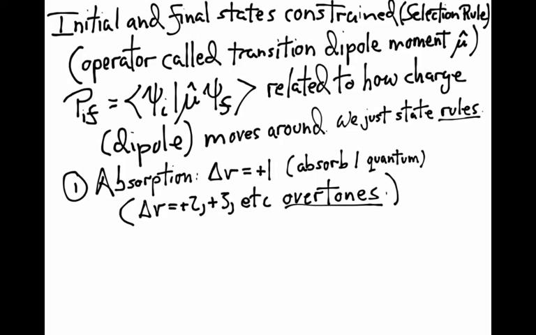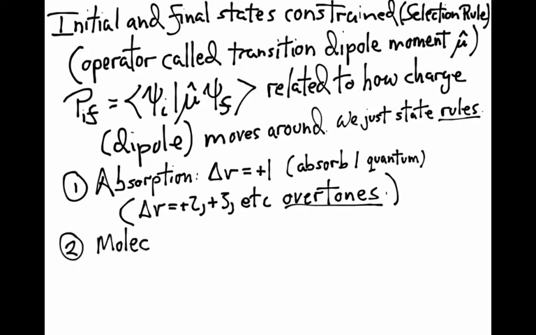So in the context of this course, we'll focus almost entirely on this very simple rule that the vibrational quantum number, if you absorb a photon, remember, energy's got to go up, so the quantum number's got to go up, and that's just a change of 1.